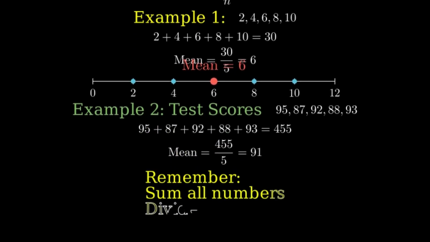The arithmetic mean helps us find the central value in a dataset. It's commonly used in statistics, grades, and many other real-world applications. Remember, just add up all the numbers and divide by how many numbers there are.